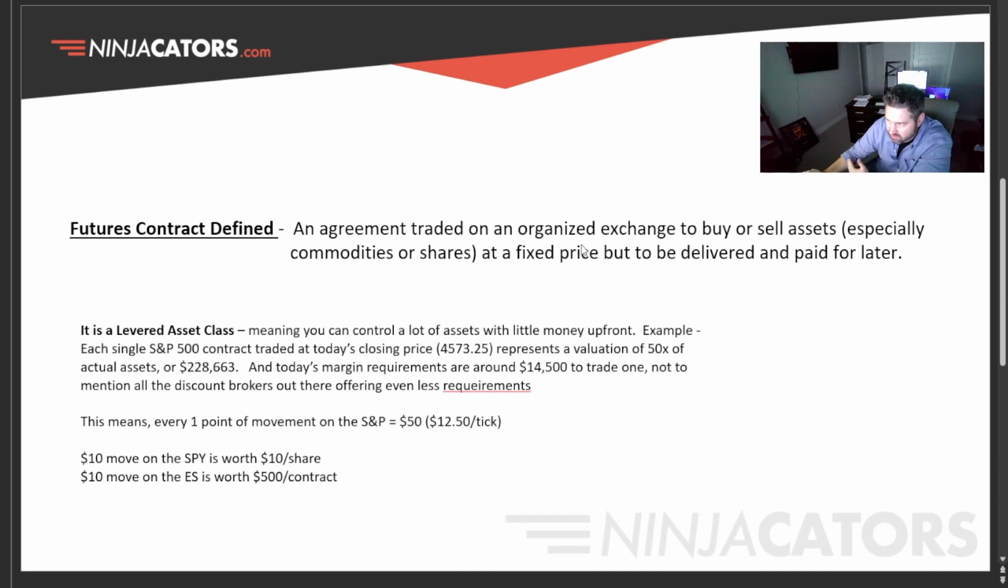It's kind of morphed and developed into more than just a corn futures contract. It is a levered asset class. It means you can control a lot of assets with very little money up front. Example, the S&P 500 is the most liquid contract, the most liquid asset on planet Earth, essentially, at the moment. At today's closing price, it trades at $4,573 and a quarter. It represents a valuation of 50 times its actual assets. So every contract is worth $228,663 at the end of close today.